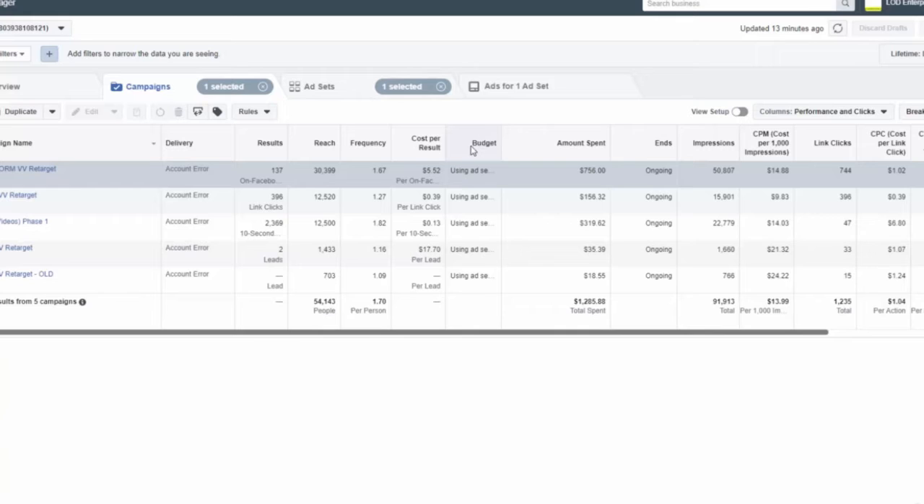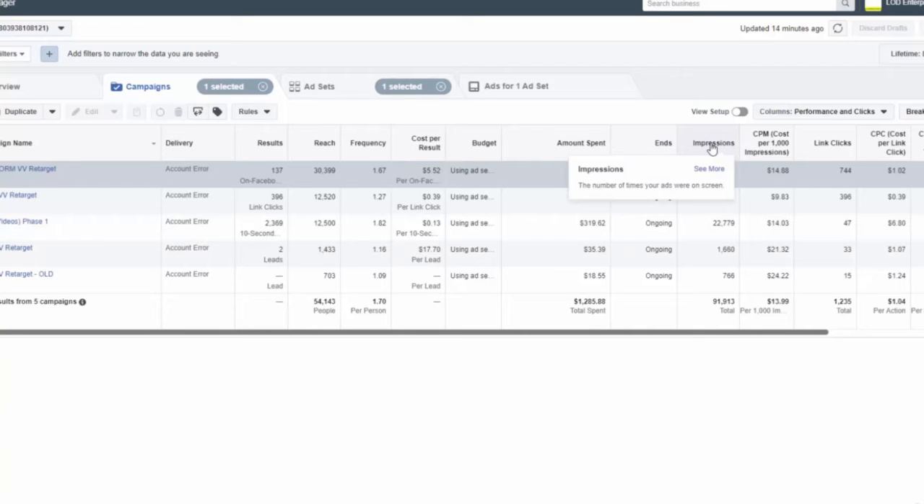And then here on the budget, pretty self-explanatory. We're using the ad set budget. And then the amount spent here, this is how much we spent for each campaign: $756, $156, $319. And then here's the total spend through all of the different campaigns.